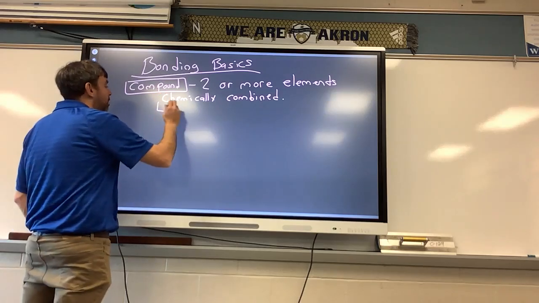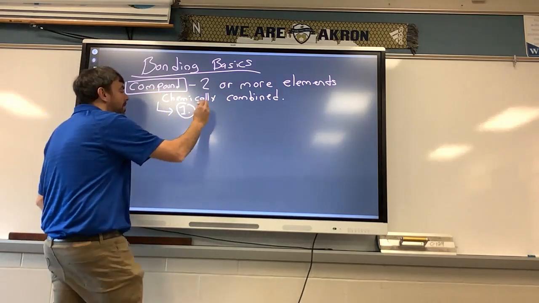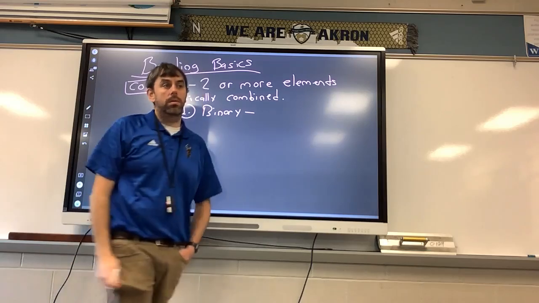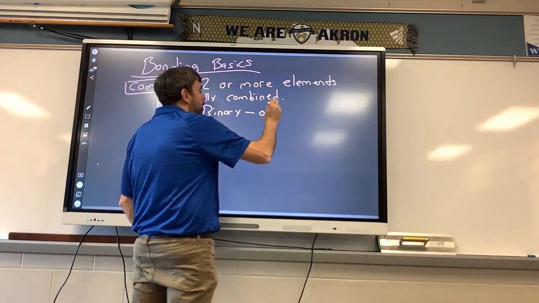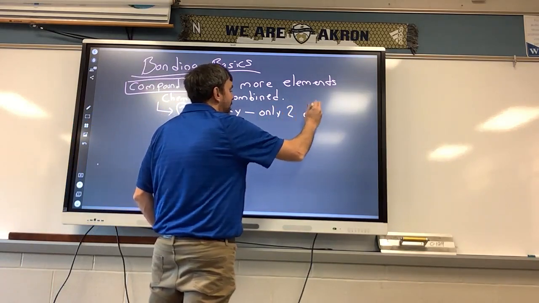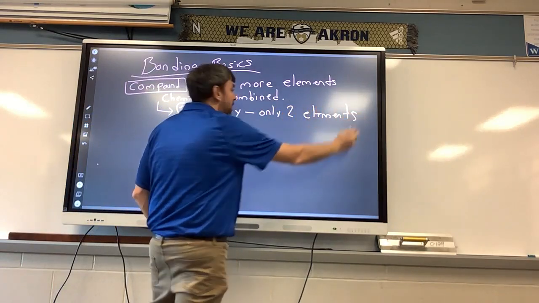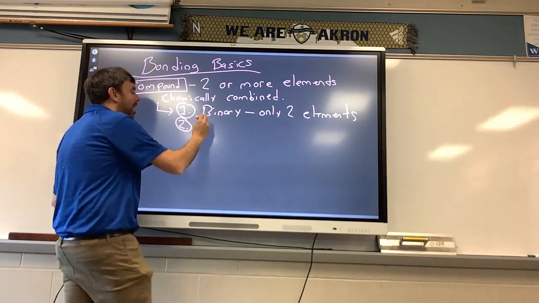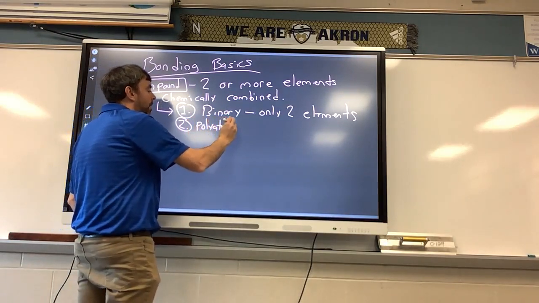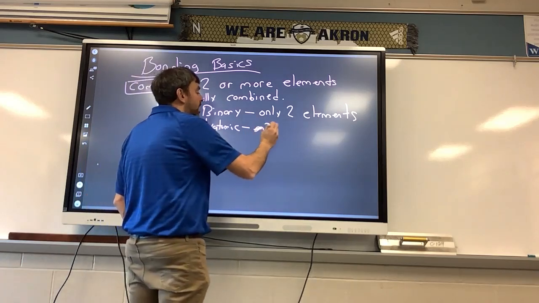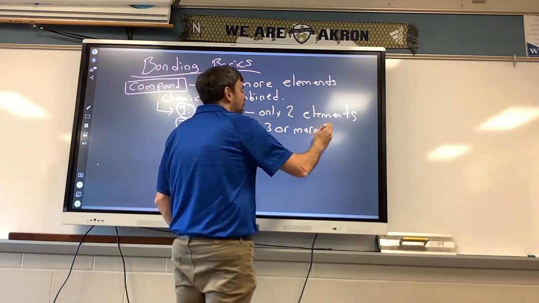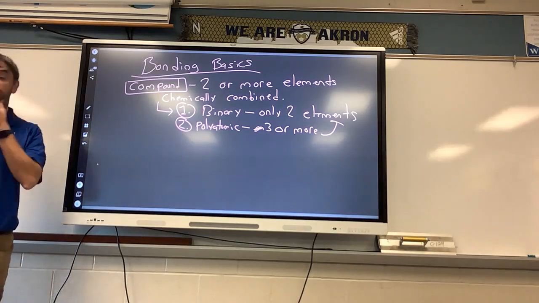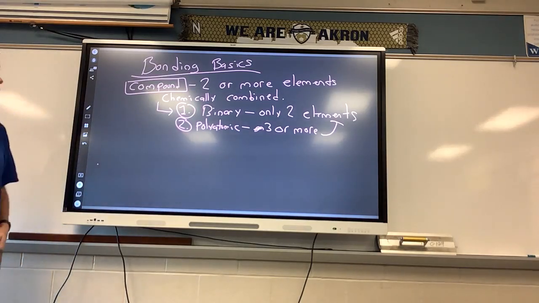There are two main types of compounds. The first type is called a binary compound. The prefix bi means two, so this is only two elements. This is what we're starting out with today. Before you leave today, you're going to be able to name and write formulas for binary compounds. The second type is called polyatomic. Polyatomic is three or more elements. So those are the two main types of compounds.